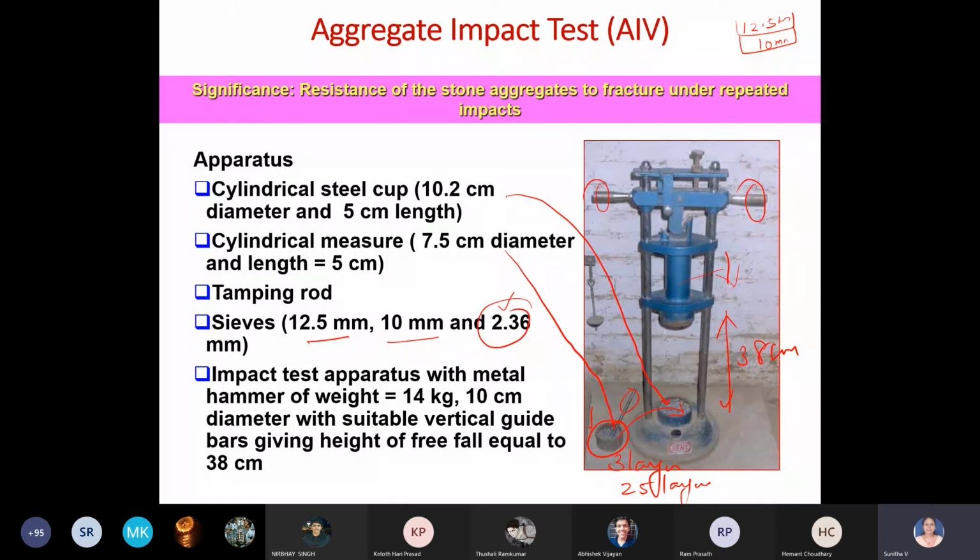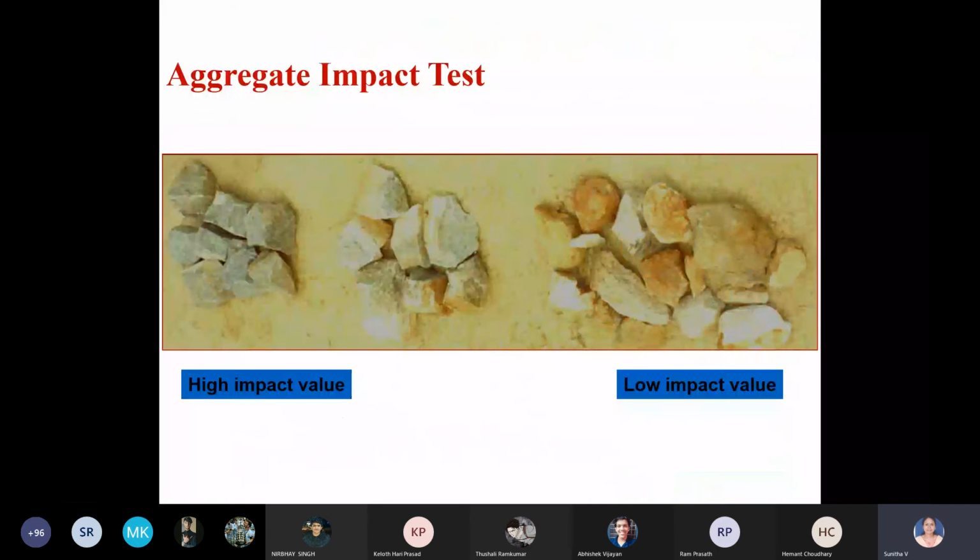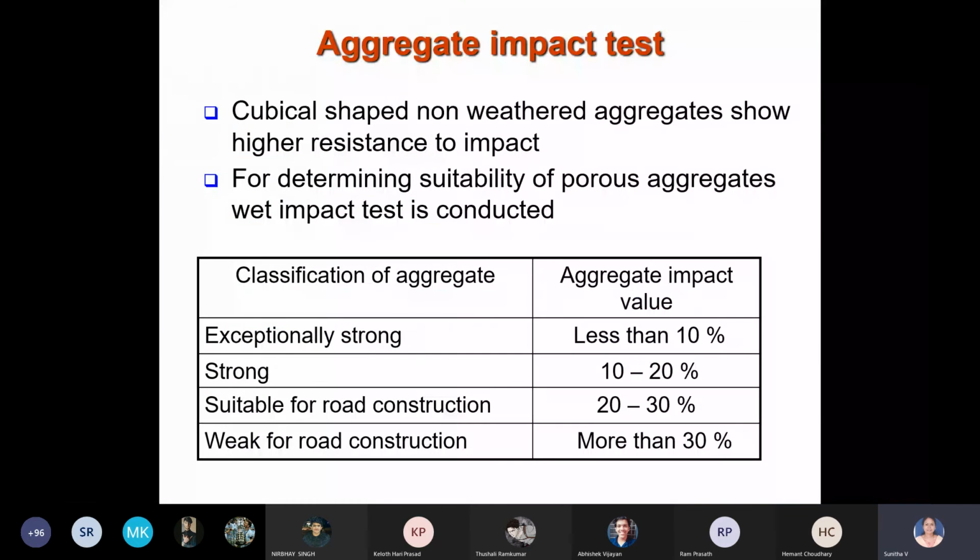What you're measuring as the impact value is this: if you're sieving, something will be retained and something will pass out. That passing percentage divided by the original aggregate weight you have taken is represented as the impact value.